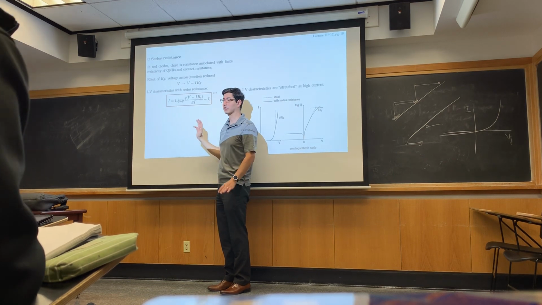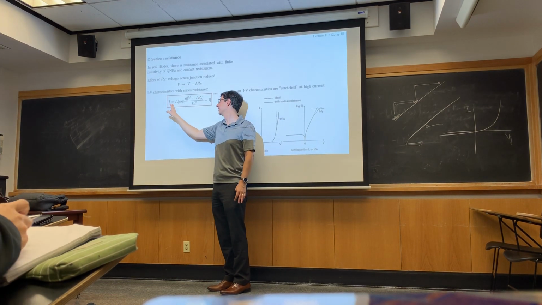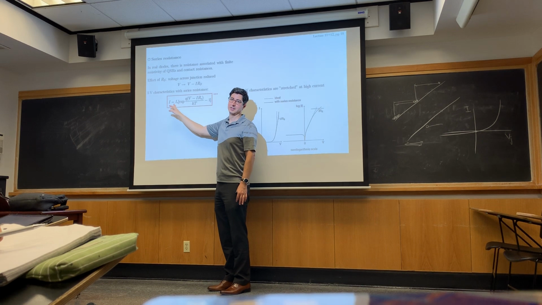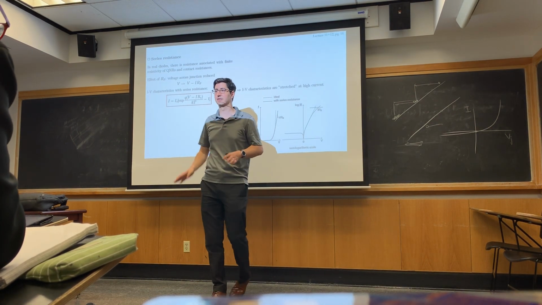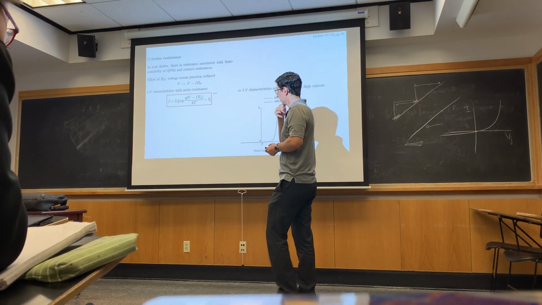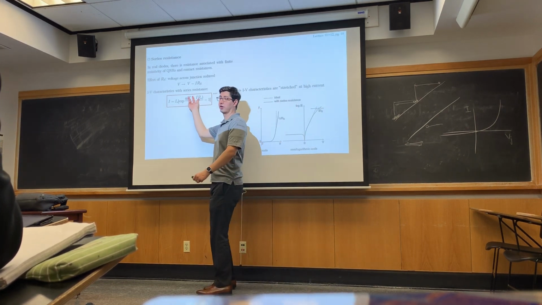Now, don't get confused. IS is different than RS. IS is not the current going through the series resistor. That's the saturation current, okay? RS is the series resistance. Sorry, they look similar. But this is just the effective voltage across my device.